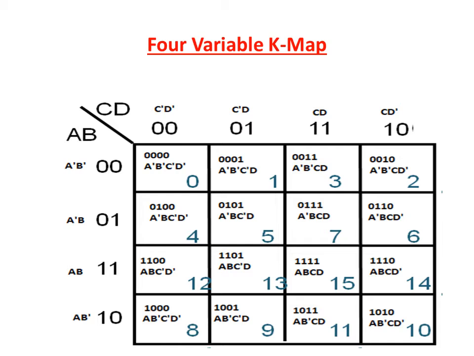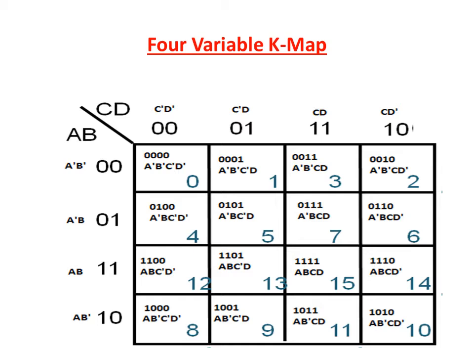Here the variables, 2 variables, are represented in rows and columns. Here AB and here CD. The equivalent variables and minterms are represented in each cell. For example, cell 0, 0, 0, 0, the equivalent minterm, and next is cell 0, 0, 0, 1. Then the third cell is 0, 0, 1, 1, and the fourth cell is 0, 0, 1, 0. Here also it's not in normal order, it follows the gray code counting sequence.